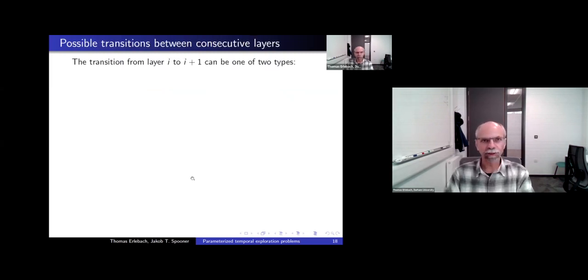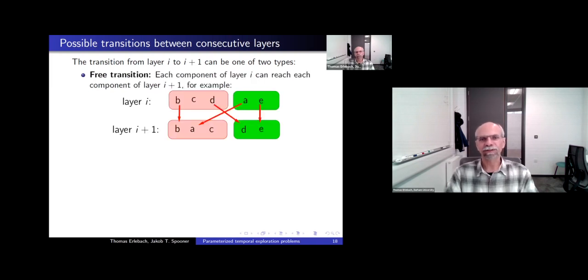And then a crucial point is: how can the transition from layer i to layer i+1 be? There are only 2 types. I call the first one a free transition. If from each of the components of layer i, you can get to each of the components of layer i+1, so every component of layer i has at least 1 vertex from each component of layer i+1, you can freely decide which component you want to be in at layer i+1, no matter in which component you were in layer i.